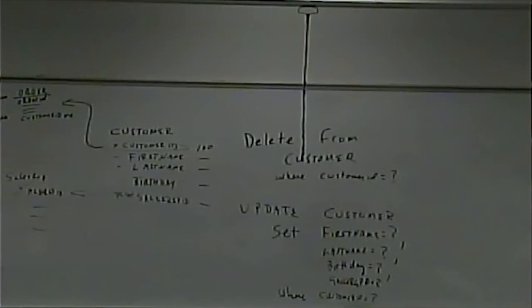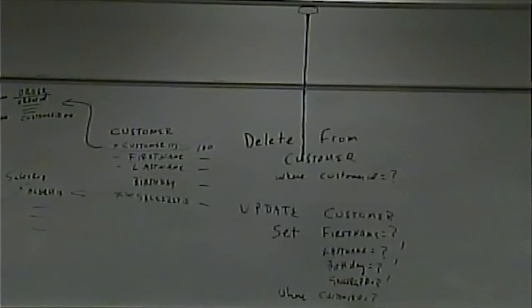So if there's an order, even one order for customer number 100, I will not be able to delete them in the database, in the customer table. You go to delete them, it will give you an error. All right? That's one option. The other option is cascade delete.